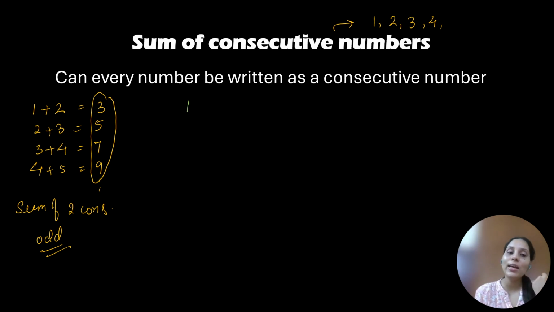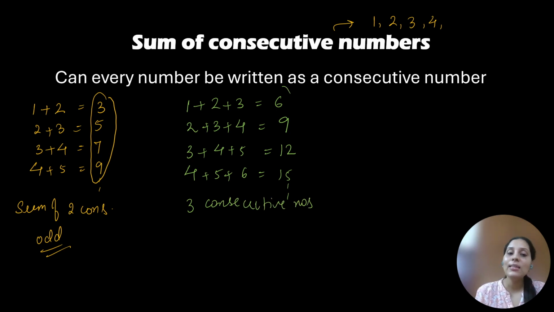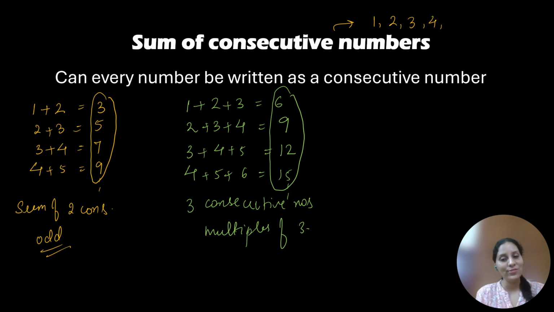Let us see what happens when I add three consecutive numbers. 1 plus 2 plus 3 is 6, then 2 plus 3 plus 4 is 9, 3 plus 4 plus 5 is 12, 4 plus 5 plus 6 is 15, and so on. So when I'm adding three consecutive numbers, what are the numbers that I see? These numbers are the multiples of 3. The result is multiples of 3.